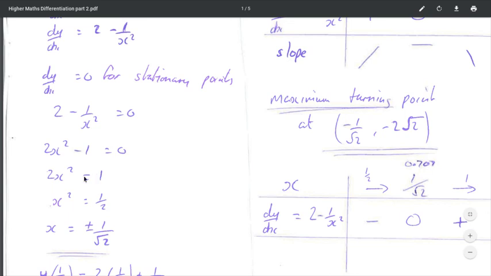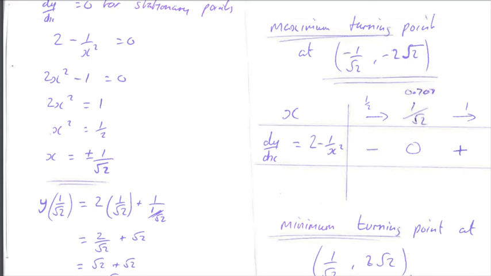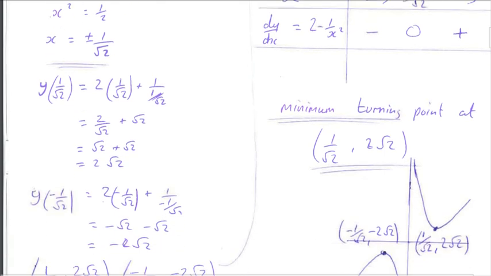Add 1 to both sides, divide through by 2, and take the square root. Remember, when we're taking the square root, we will get a positive and a negative square root. So our values of x will be x equals plus or minus 1 over root 2. What do we do next?